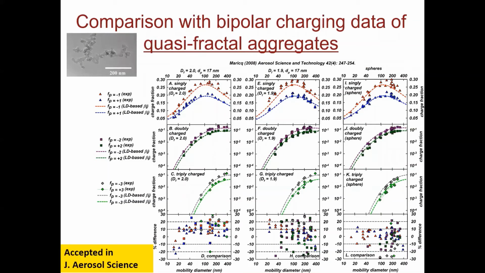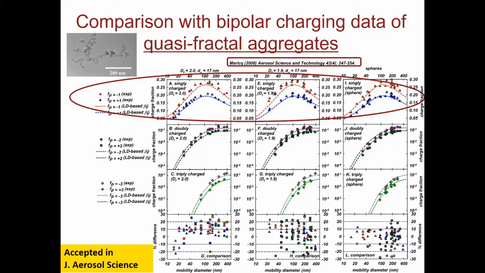We first test the model for fractal aggregate shape. The singly, doubly, and triply charged fractions of flame-generated aggregates measured by Marek in 2008 are used to validate our model. Panel A and Panel E show the singly charged fraction of particles with different fractal dimensions, and the case of a sphere particle is shown in Panel I.